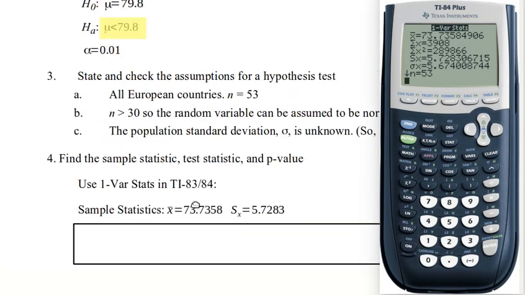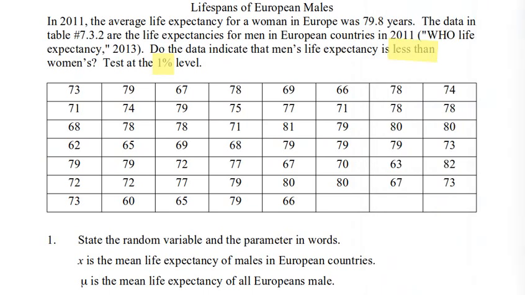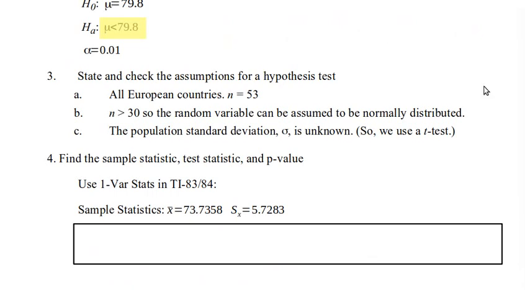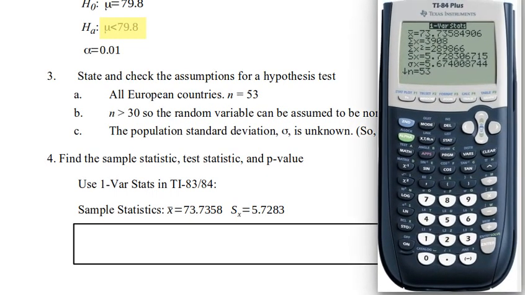And notice that that is significantly less than the life expectancy for women in Europe, which is 79.8. So our average already looks like there's something to this, but of course that has to do with the standard deviation and the distribution of the data. s sub x is 5.7283 and change. So we've entered both of those. Now we're going to compute the test statistic, and that is exactly what you'd expect.